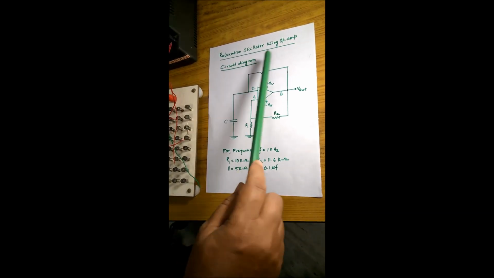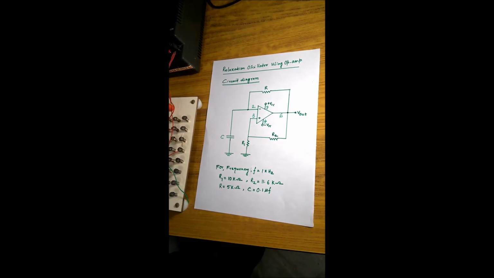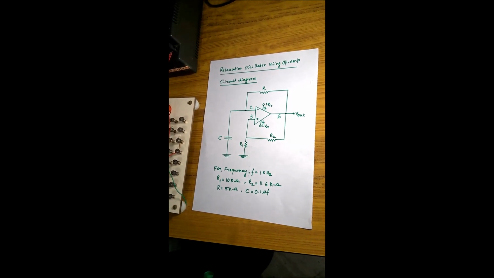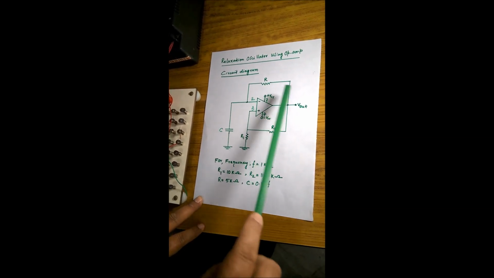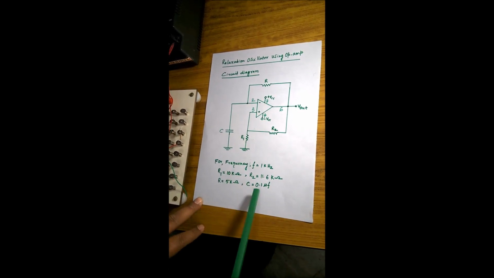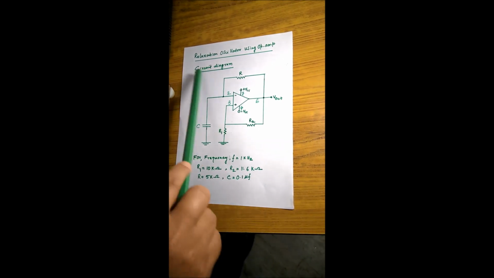Demonstration of a relaxation oscillator using op-amp for a given frequency. Now let us suppose that the given frequency is 1 kilohertz, and for that 1 kilohertz, after designing the circuit, we got R1 equal to 10k, R2 equal to 11.6k, R equal to 5k, and C equal to 0.1 microfarad, and this is the circuit here, for the relaxation oscillator using op-amp.